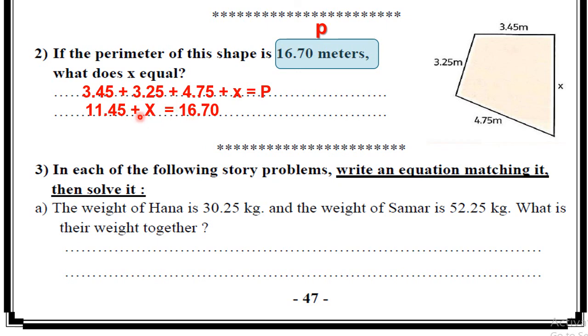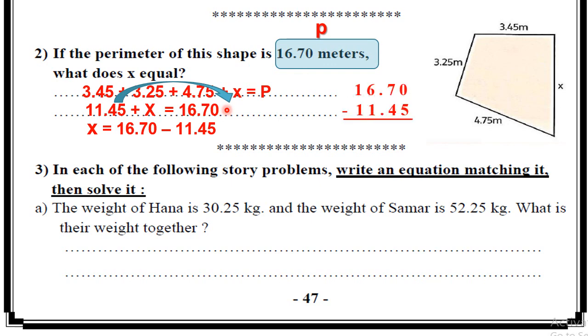So I need the x on one side and all the numbers on the other side. So I will take 11.45 to the other side using the inverse operation. The operation here is plus, so it's going to be minus. So x equals 16.70 minus 11.45. Let's make the draft.